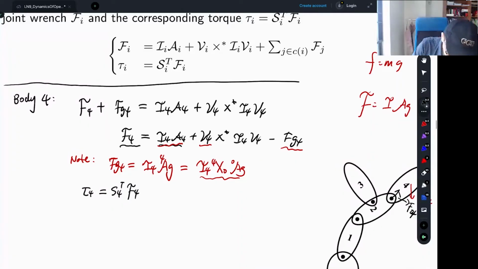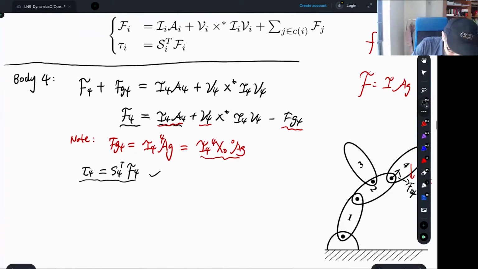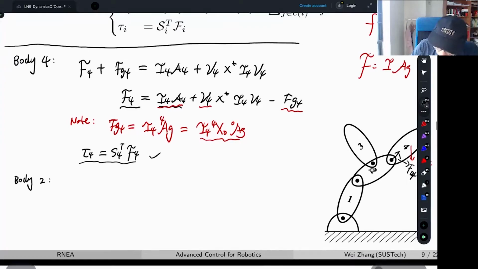Okay, that's exactly correct. That's good. So then if we give another example, suppose we are working with body 2. For body 2, it has 4 external forces, including the gravity. I would say this is F2, that will be this guy, right? And equal to I2 A2 plus V2 cross I2 V2.